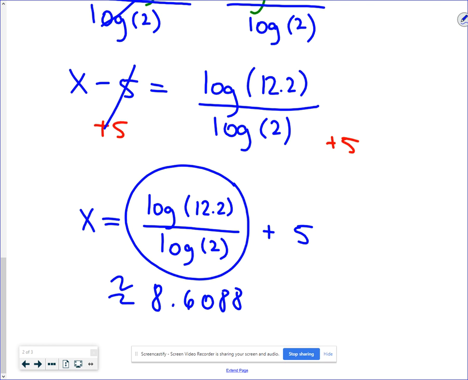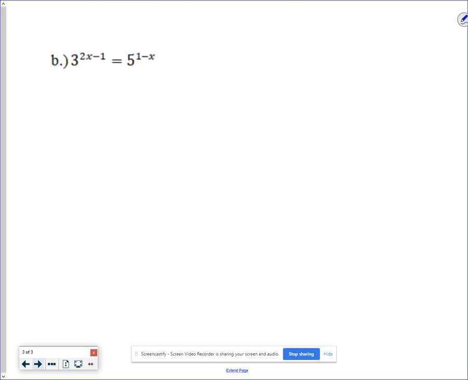Right, so one more thing. The last one here. This one's going to be the most difficult one. The reason it's more difficult than the last two is because you have variables on both sides of the equation. But you're going to do the same thing. So you're going to start off by taking the natural log of both sides of the equation or the common log. It doesn't matter which one you use.